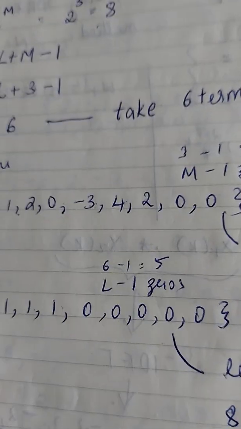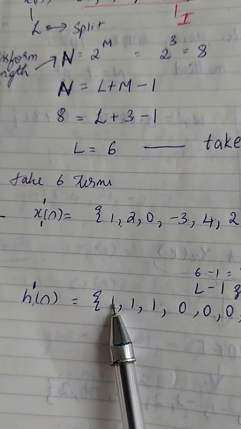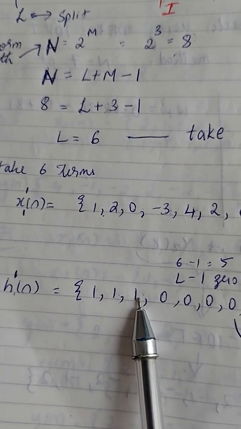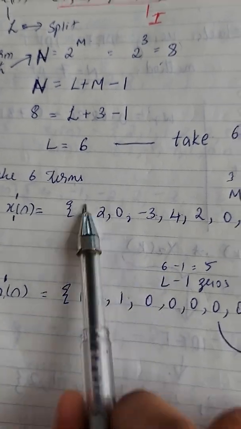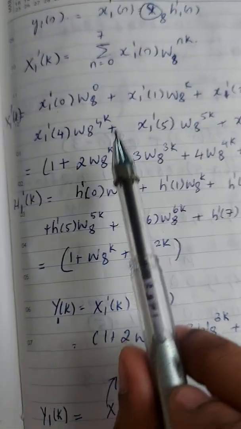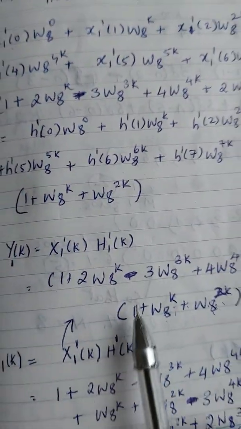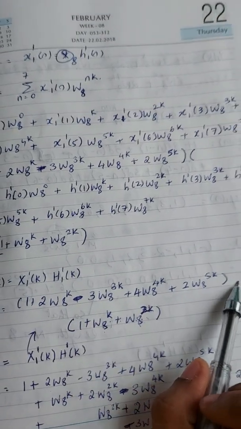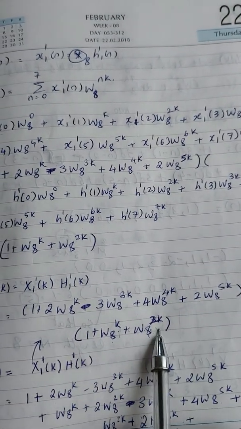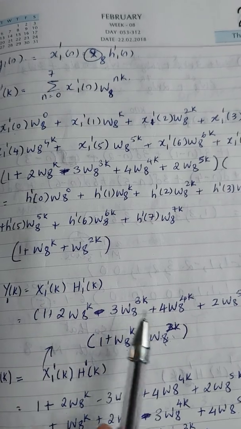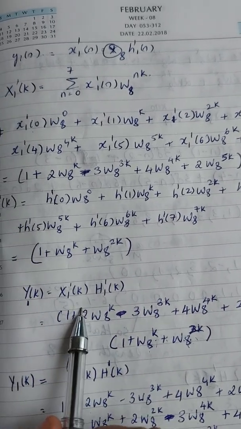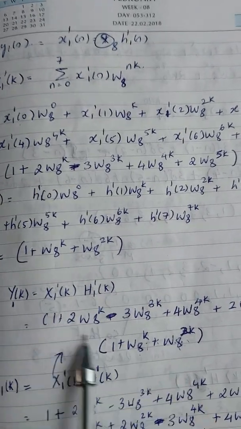Similarly, how can you write your h dash of k? It is 1 plus W8 power k plus W8 power 2k. You can directly look at the sequence and write your x of k and h of k. Multiply your x1 dash of k and h1 dash of k. When I say x of k, h of k, it's in general. Since we are finding the first segment, it's x1 dash of k, h1 dash of k.